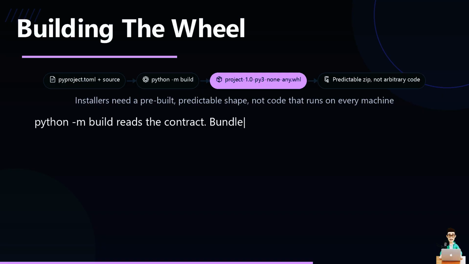Run python -m build. It reads your pyproject.toml and your source folder. It bundles everything into a single .whl file. That file is just a zip with a shape every Python installer understands. Installers need something pre-built and predictable like that. Running arbitrary setup code on every machine is slow, and it's a security risk.